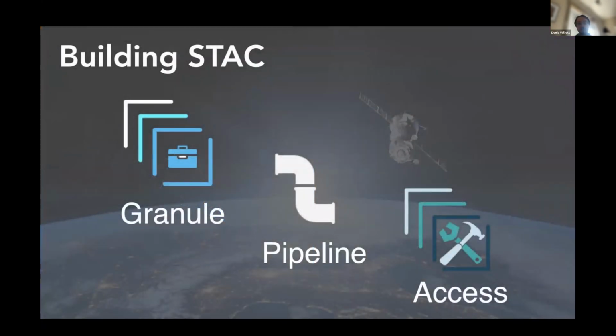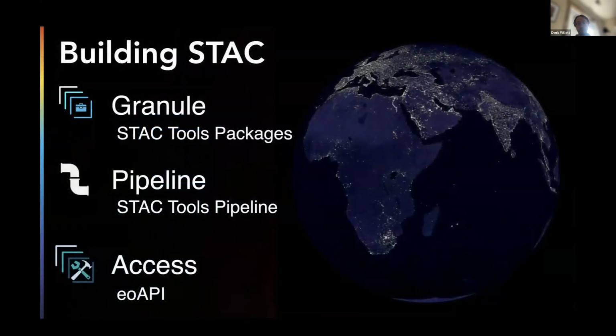And in thinking about building a spatiotemporal asset catalog at scale, there's kind of three key parts to this process. There's actually scanning the data, identifying the granules, taking the metadata out so we can then identify how to get back to those data objects, doing this in a scalable, fast pipeline, and then providing access to it. And we've been very fortunate that the community has these amazing tools available, things like STAC Tools packages, the STAC Tools pipeline, and then also the EO API.